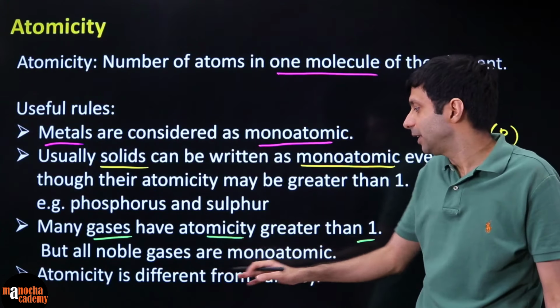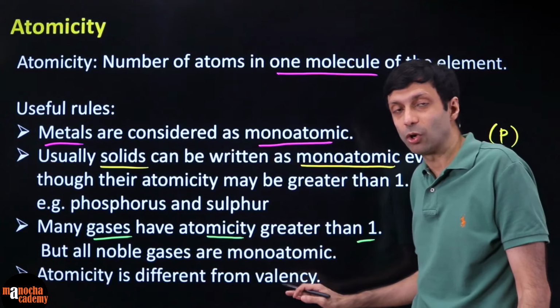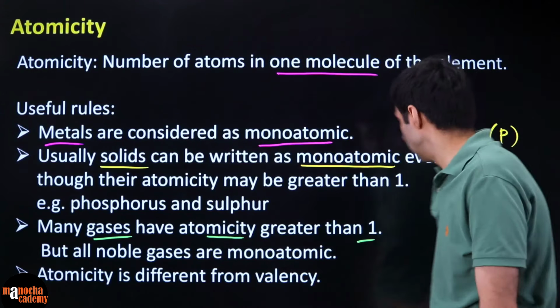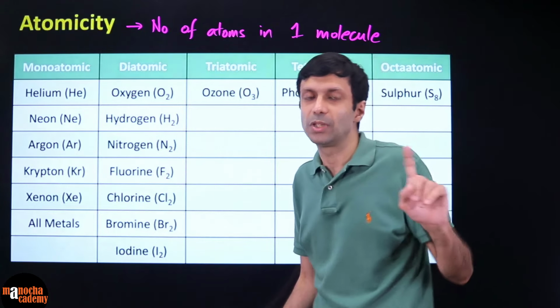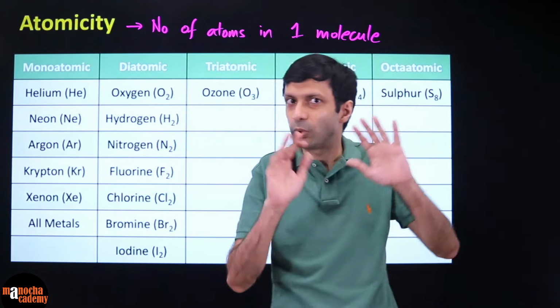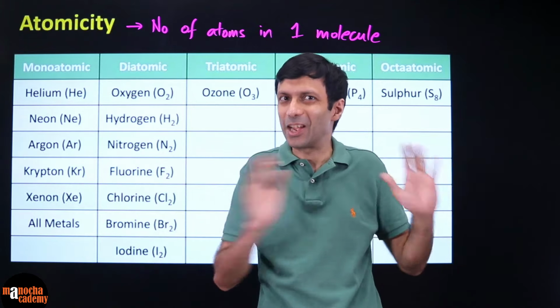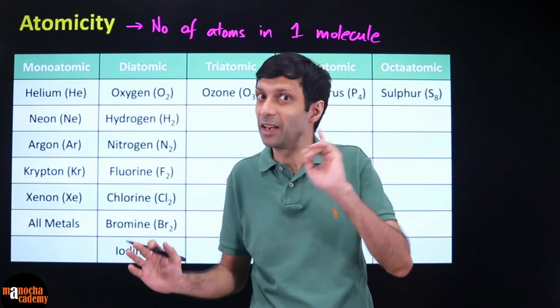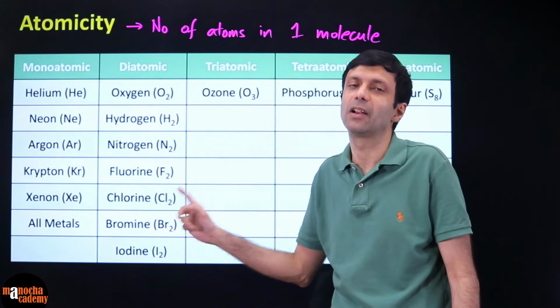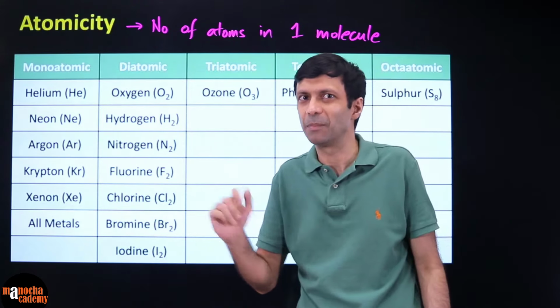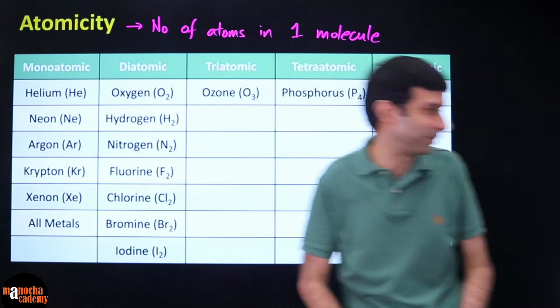And atomicity is different from valency. So we are going to talk about valency. So please learn all these atomicity numbers, but please don't confuse them with valency. So I suggest to keep it separate in your brain. Okay, atomicity different from valency. And again, you guys have promised me, you guys must learn this table after the class today. Don't leave it the day before the exam. Please learn it right now.